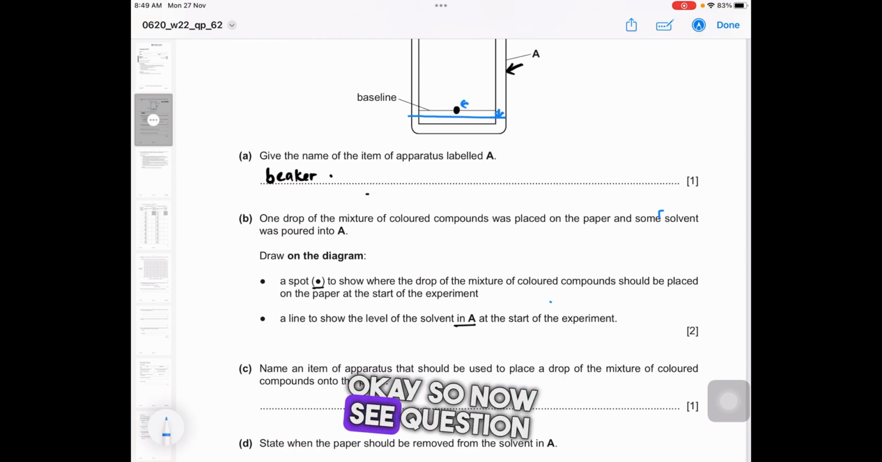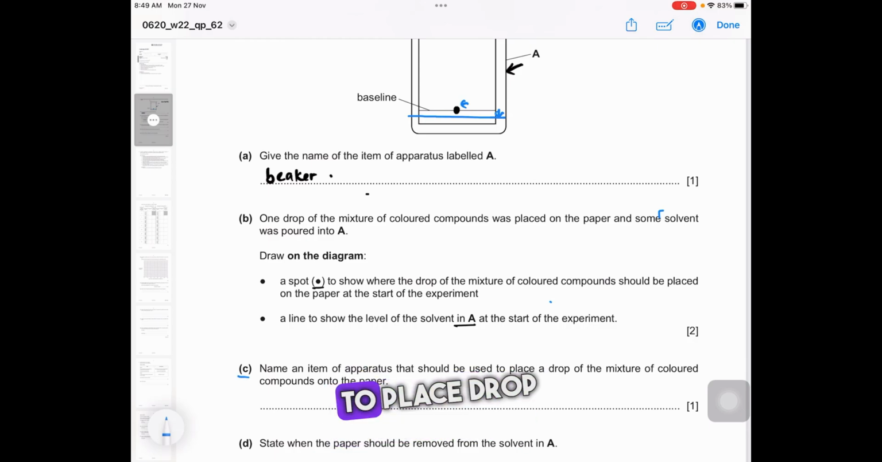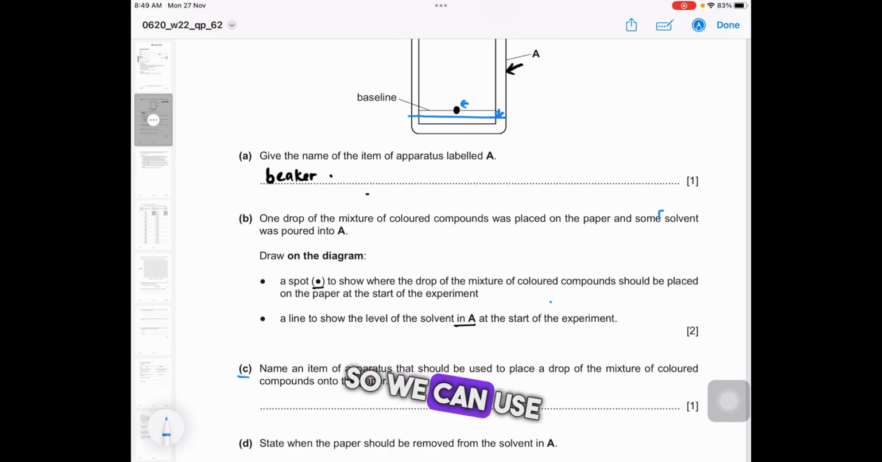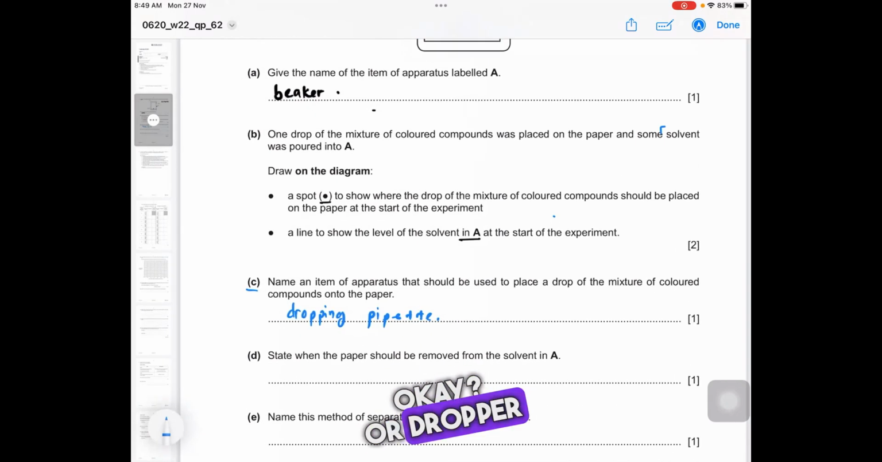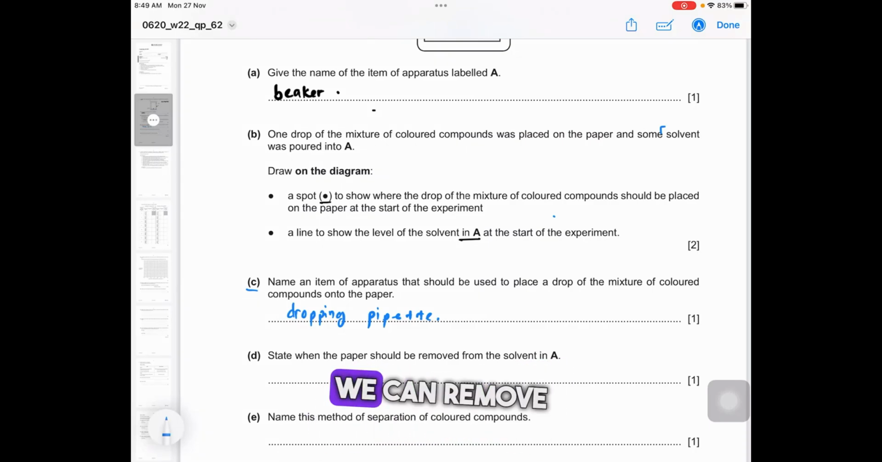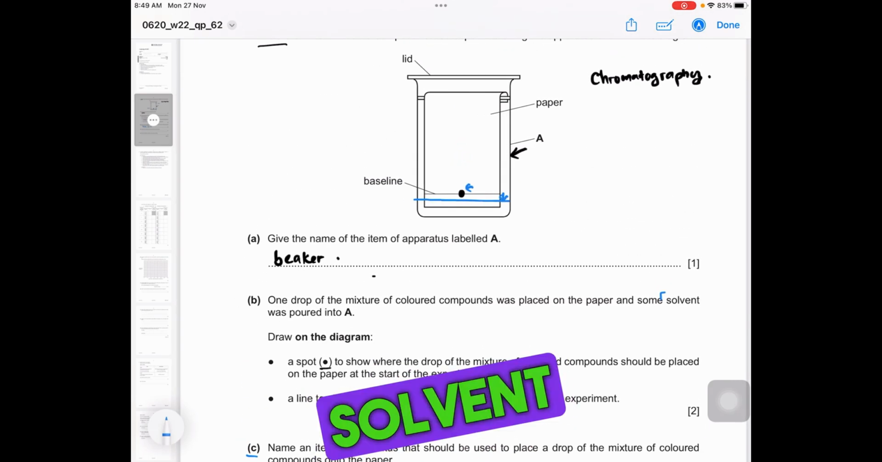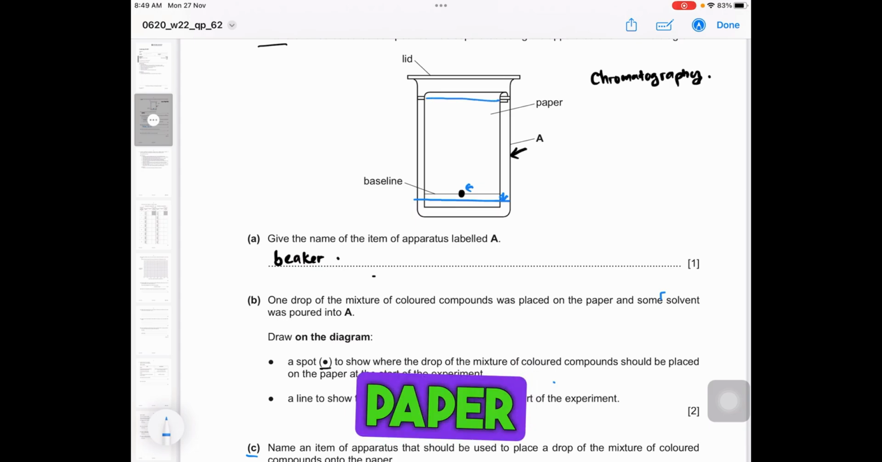Now question C. Name an item of apparatus that should be used to place a drop of the mixture of colored compounds on the paper. We can use a dropping method, or a dropper. State when the paper should be removed from the solvent E. We can remove the paper from the solvent when the solvent is near the top of the paper.